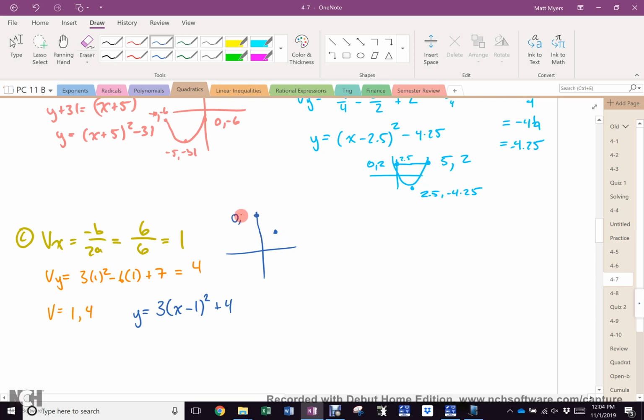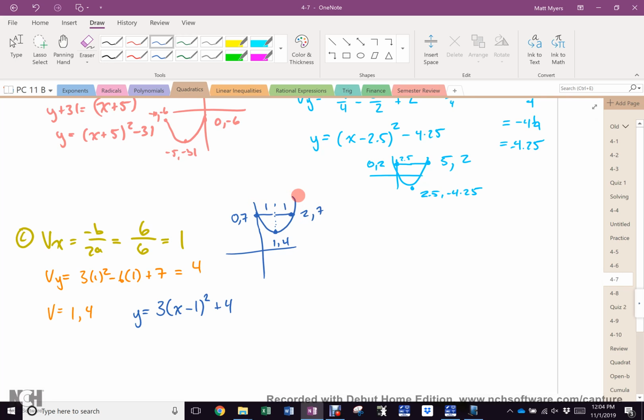7, 0, 7. That's 1, 4. How far did I go that way? 1. So how far do I need to be here? 1 to my axis of symmetry. How far do I need to go this way? So what is that point right there? 2, 7. Boom. Cool?